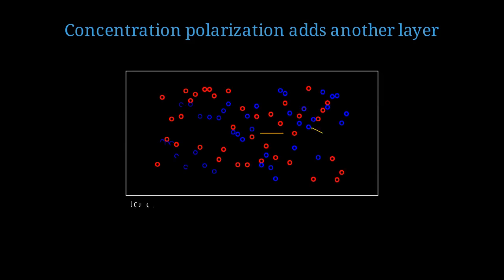Apply a field. Ions migrate. Positive ions move right, negative ions move left. Depletion zones form on one side, enrichment zones on the other. The local conductivity changes by orders of magnitude. The field redistributes. Everything couples together.